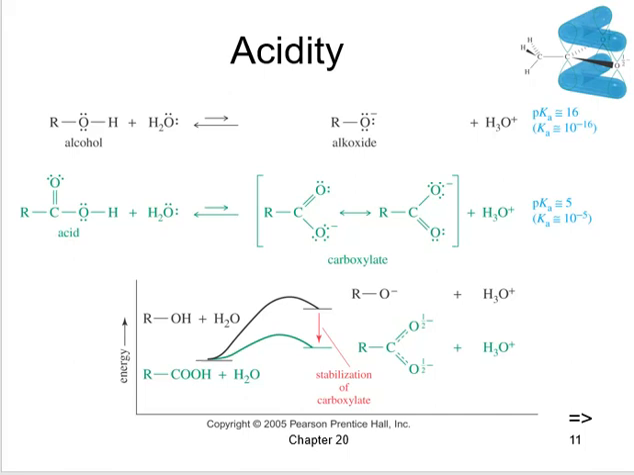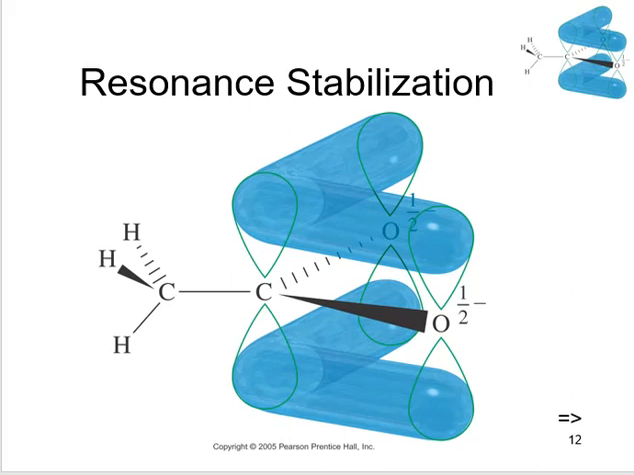So the acidity of the carboxylic groups: you can see here an alcohol in the presence of water becomes an alkoxide ion, and this carboxylic acid in the presence of a weak base like water gives carboxylate anions that get stabilized by resonance, which is illustrated in terms of their energy diagram. So this carboxylate anion gets stabilized by resonance.